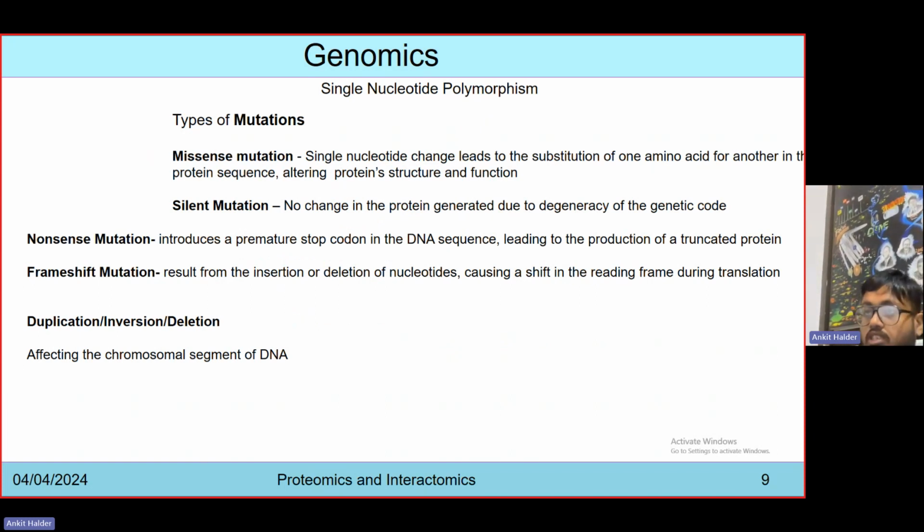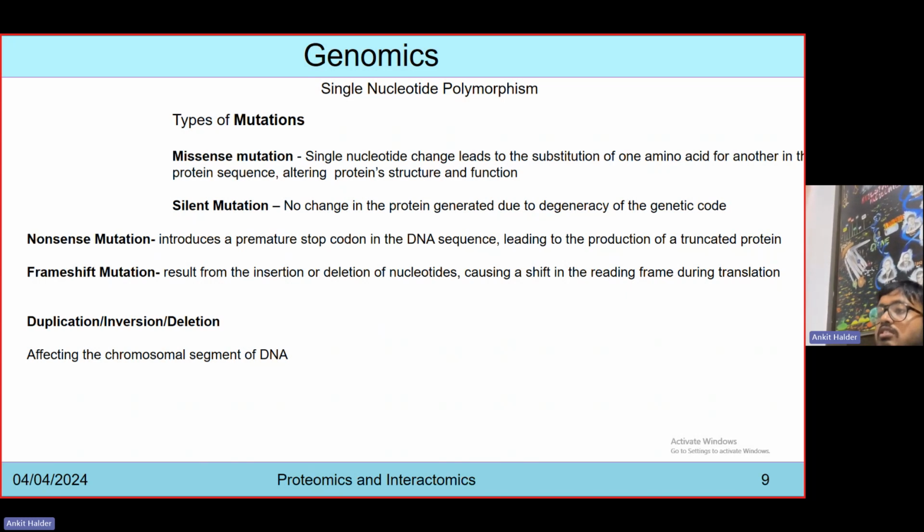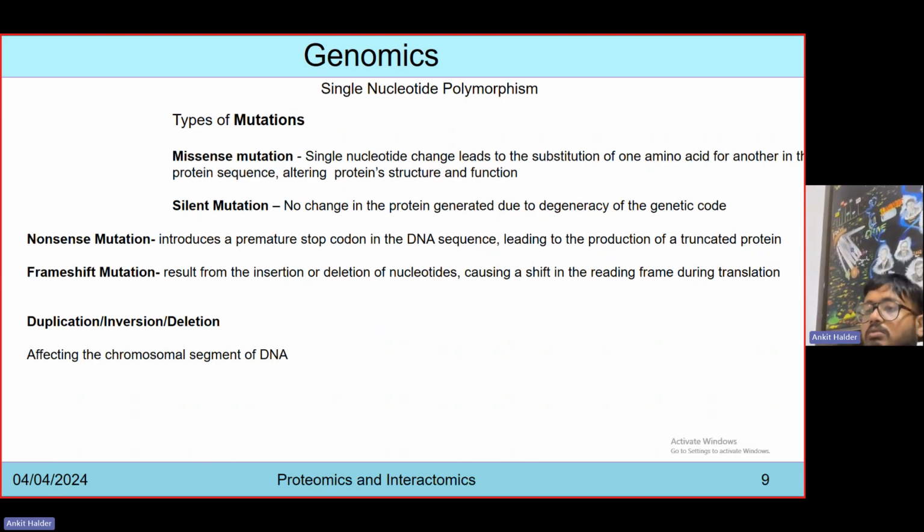Now the different types of mutations, which I think you all know: the missense mutation, a single nucleotide change leading to an alternative protein sequence, so the substitution of one amino acid; silent mutation, no change due to the degeneracy of the genetic code; nonsense mutation, which introduces a premature stop codon leading to a truncated protein; frameshift, causing a shift in the reading frame; and then duplication.